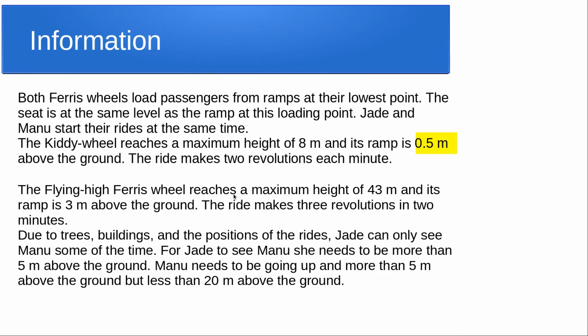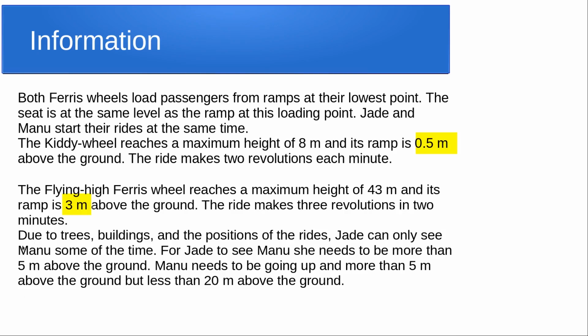The Flying High Ferris wheel reaches a maximum of 43. We already took that. And its ramp is 3 meters above the ground. So that's the minimum for the Flying High. And that makes 3 revolutions in 2 minutes. So we can use those 2 pieces of information there to find out the periods.